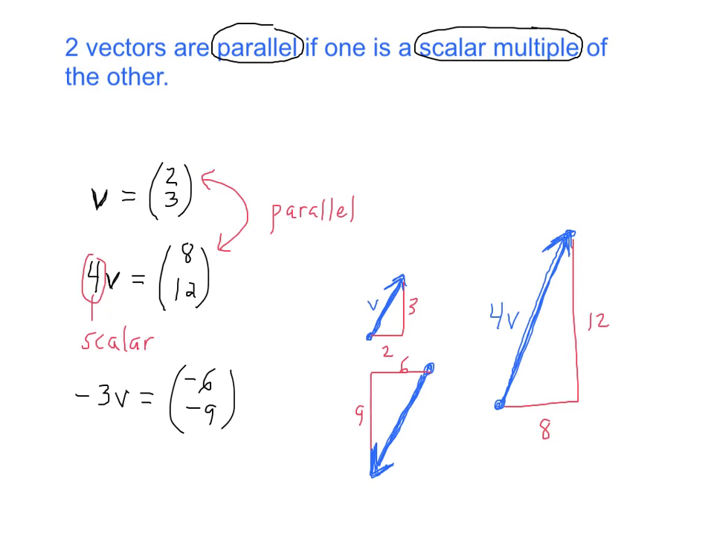So vectors can be heading in different directions and still be parallel. The key is that they need to be scalar multiples. A scalar can be negative, so maybe jot that down. The scalar in this case is 4, and the scalar down here is negative 3. As long as they're multiples, we can say that they're parallel.